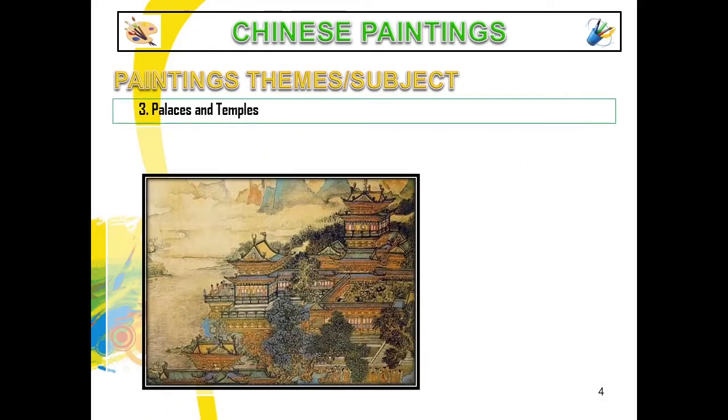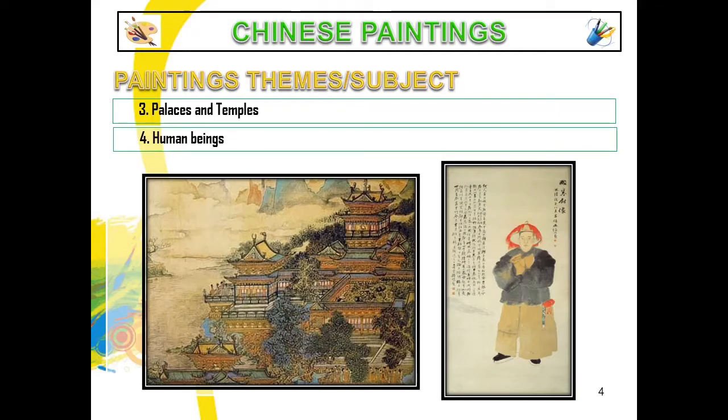Now, let's talk about another themes or subjects in the Chinese painting, and let's start with the palaces and temples. Now, observe the palace and temple painting. They still include mountains and skyline on the painting that makes it more landscape magnet on the eye. The human being painting with the calligraphy makes it like a poster with information or history of the subject on the painting.